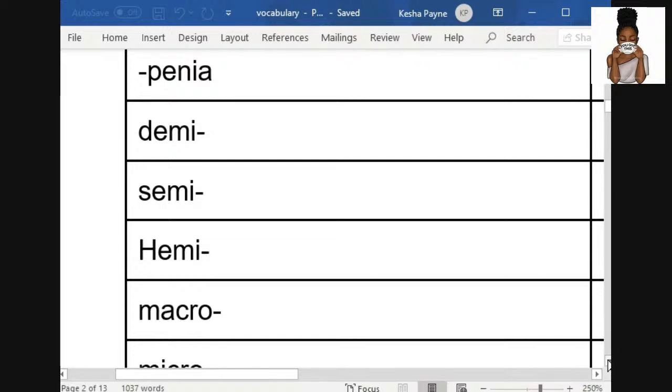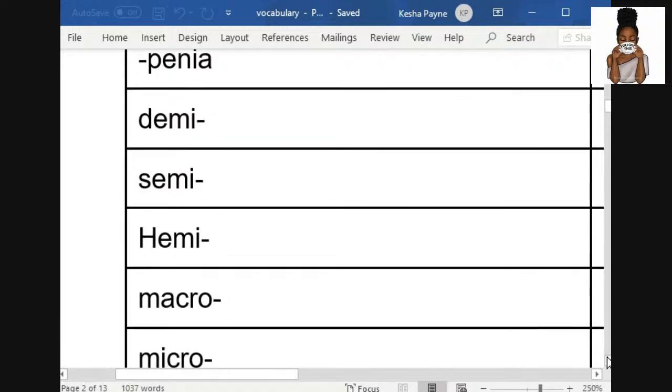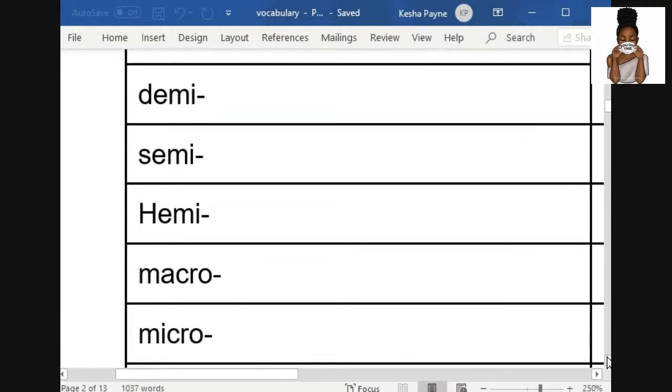Demi, I think Demi is half, Semi is half, and Hemi is half. Macro is large. You know what? If I got it wrong, I got it wrong, and we'll just see.